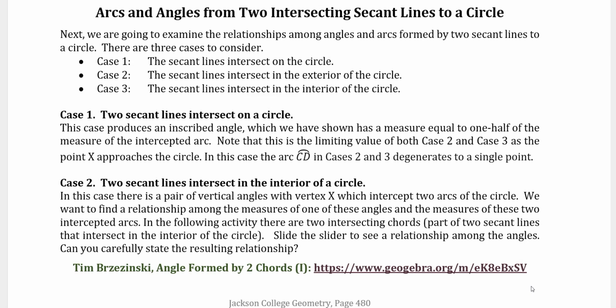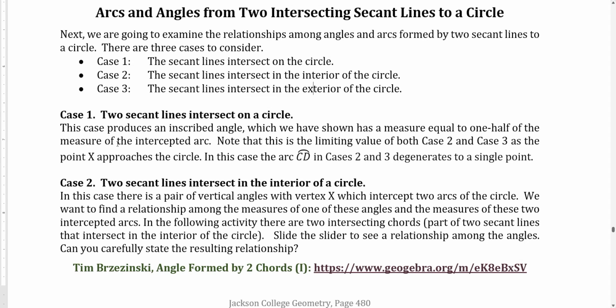Case one, the point X, the intersection point, is on the circle. Case two, it's on the exterior of the circle. Case three, it's in the interior of the circle. Actually, we're going to look at that backwards. We're going to look at interior first and exterior for case three.